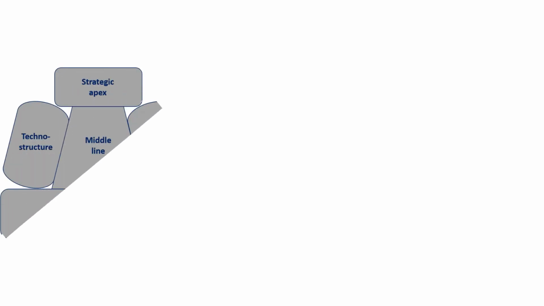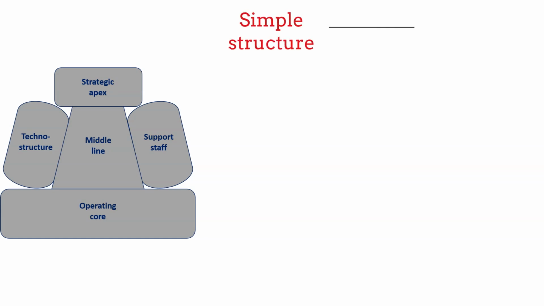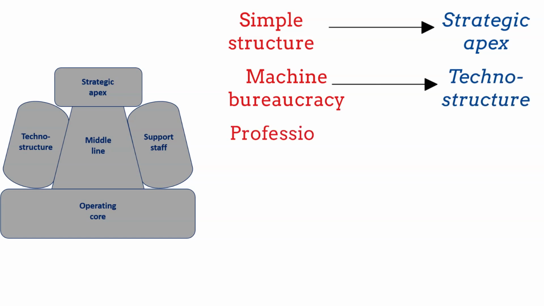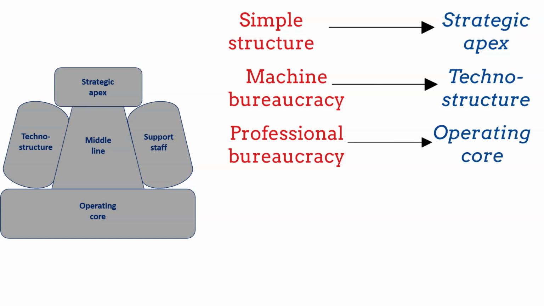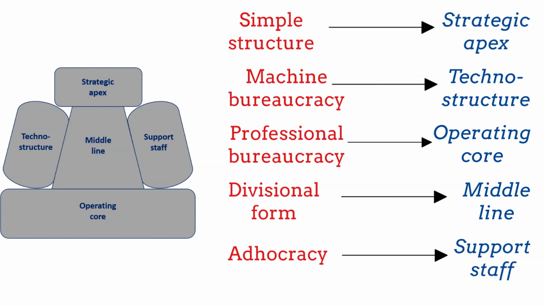Depending on the most dominant cluster of employees and preferred way of coordination, Professor Mintzberg defined the following types of organizational typologies or configurations. Simple structure based on direct supervision where the strategic apex is the key. Machine bureaucracy based on standardization of work processes where technostructure dominates. Professional bureaucracy based on standardization of skills and where the operating core dominates. Divisional form based on standardization of outputs and where the middle line dominates. And adhocracy based on mutual adjustment where support staff may have a very significant role.